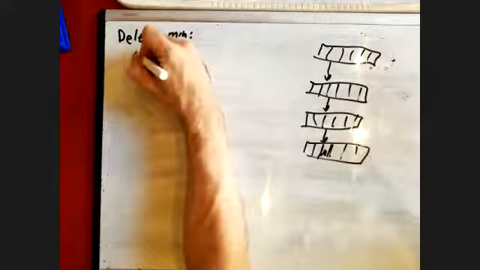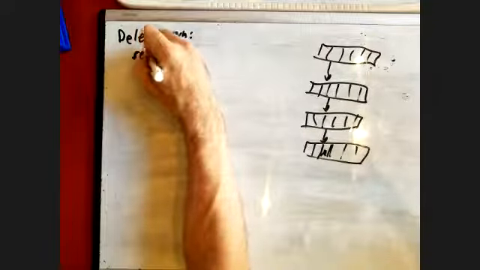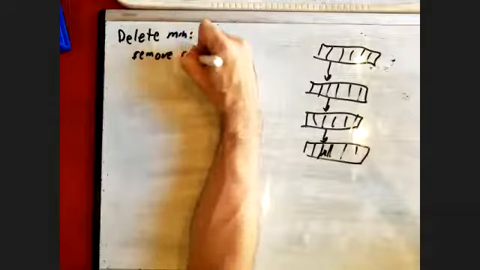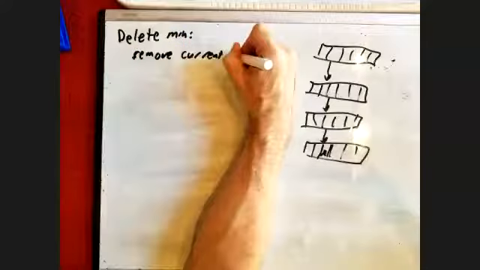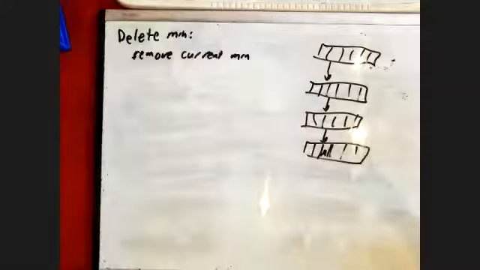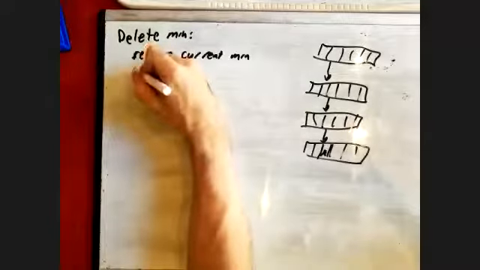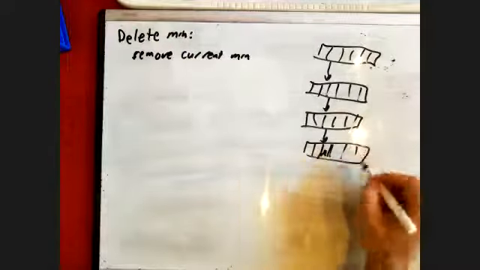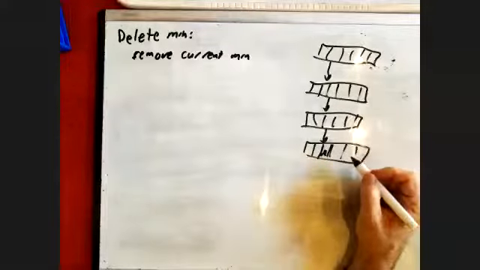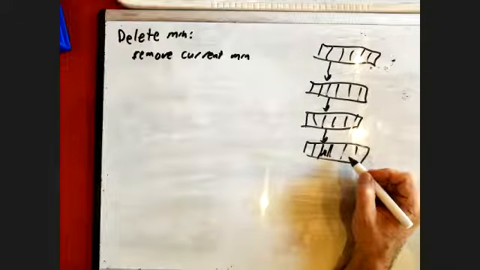Well, we're going to remove the current min. And now we have to find the next. Where is it? Well, one possibility is that this bottom level still has items in it, in which case we just need to scan forward to find the next one.